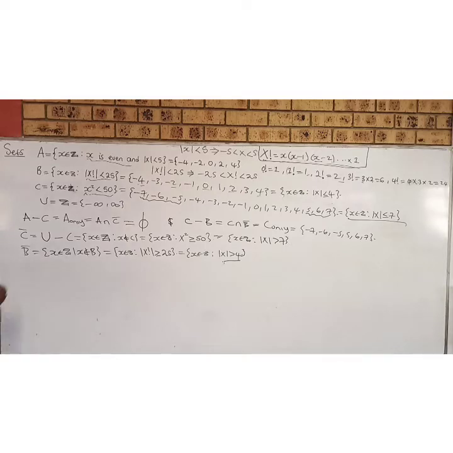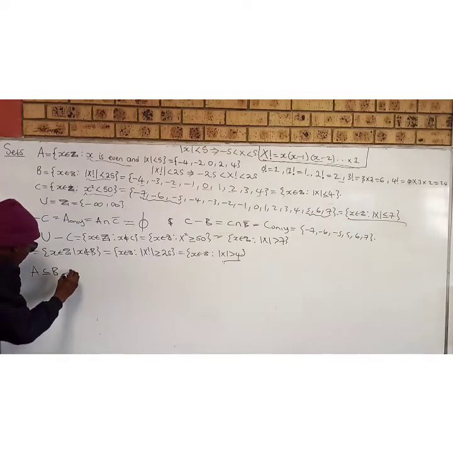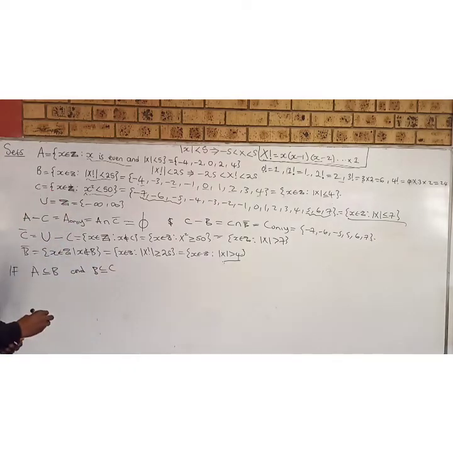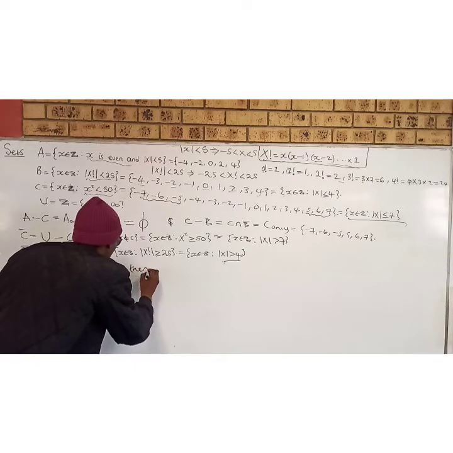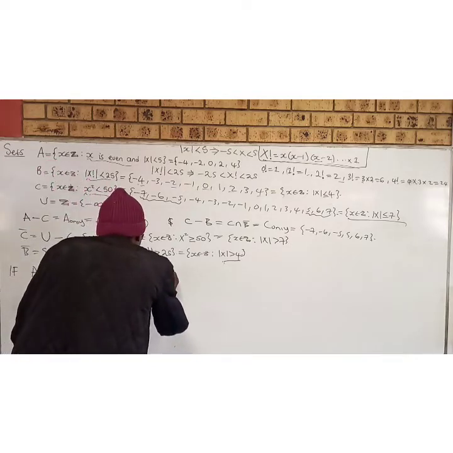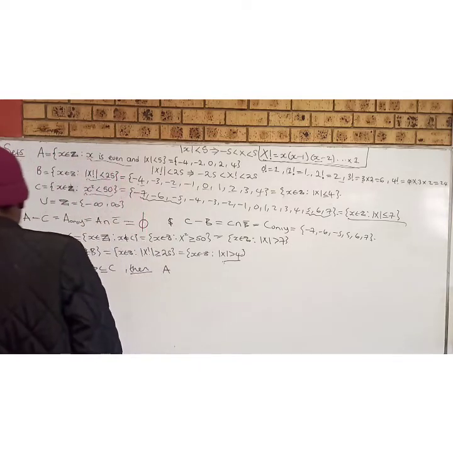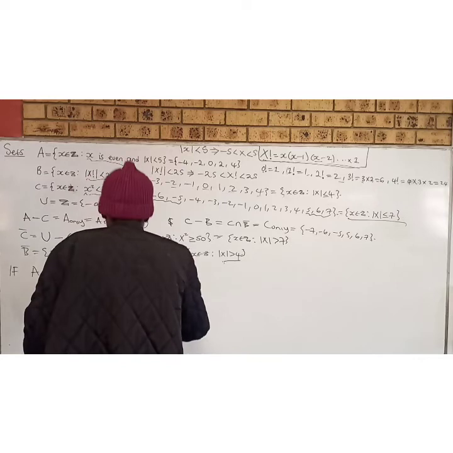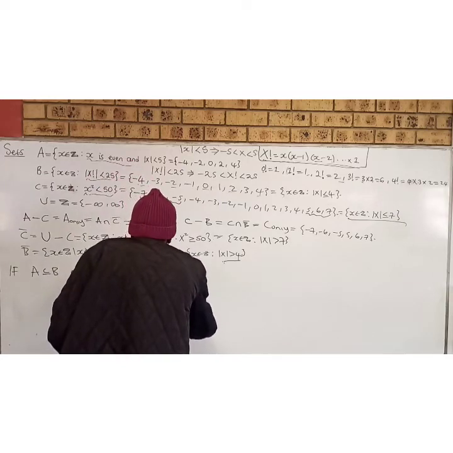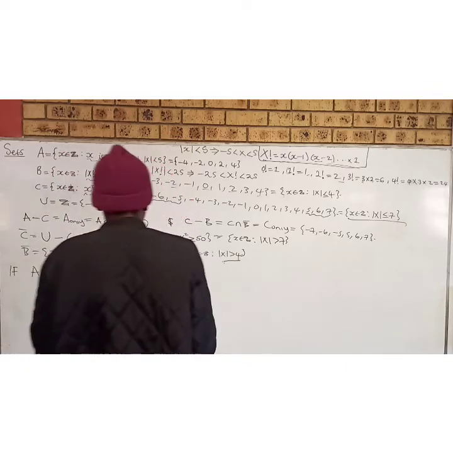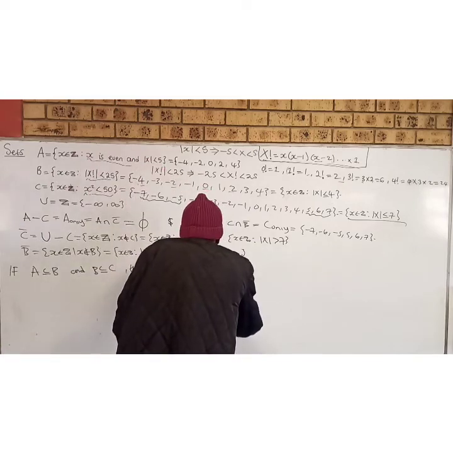So this theorem says, if A is a subset of B and B is a subset of C, then the following are true, because then A is a subset of B, which is a subset of C, and the following are true.